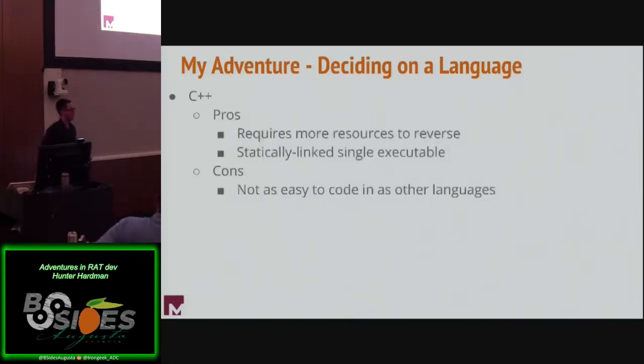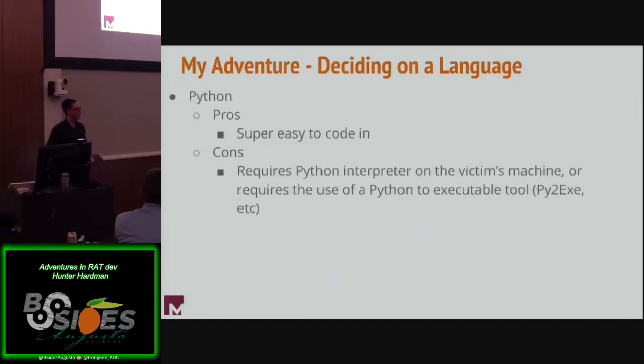As far as C++, it's awesome. It requires more resources to reverse, and creating statically linked executables is also awesome. But cons, it's not as easy, at least for me. I'm not really a programmer by nature, so it was a little bit harder for certain things, especially dealing with UTF. And then Python. Pros, super easy to code in. Cons, you're going to require some type of Python interpreter on the system that you're infecting, or you're going to require a third-party tool, like PyDex, to create an executable out of that Python.